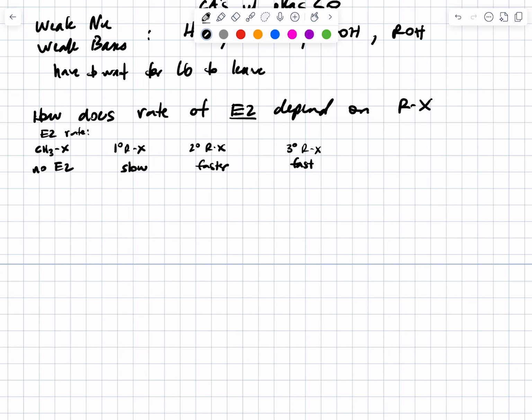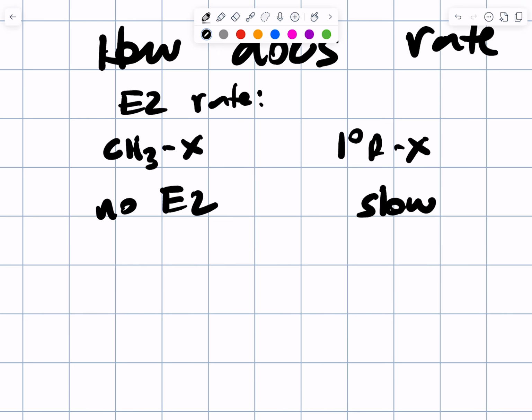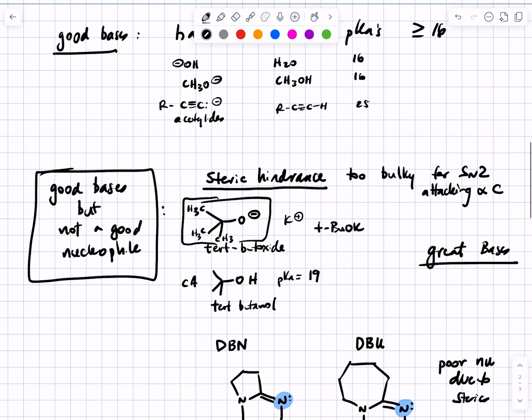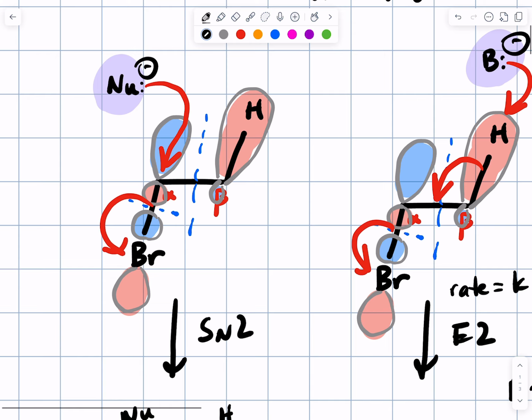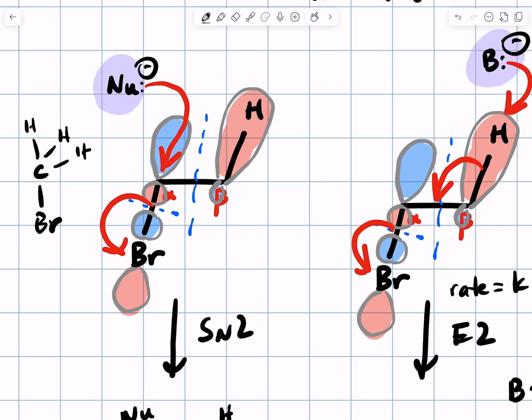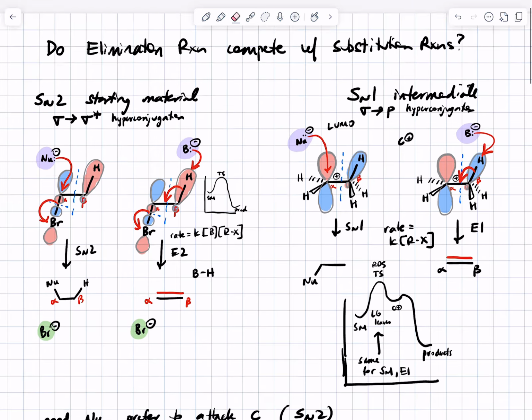So, first, who can tell me why there is no E2 for a methyl halide? Yes? Because the SN2 happens so fast. That is good. That is part of the reason. What else is required for an E2 reaction? Yes? No beta protons. Yep. So in the case of a methyl halide, there is no adjacent CH bond. There's no hyperconjugation, no beta protons, no elimination. Okay? Now, so methyl is easy, right? Only SN2 is possible for methyl.